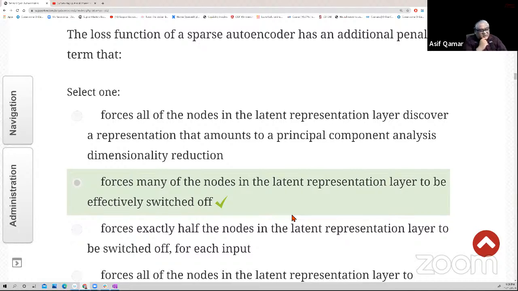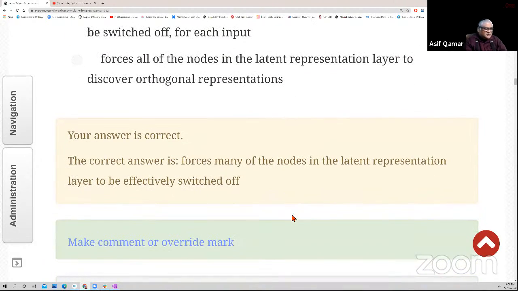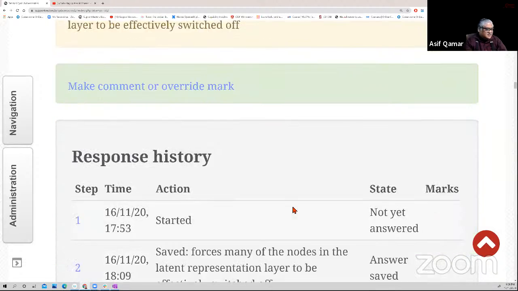Nice. So sparse autoencoders are overcomplete encoders. They don't have a bottleneck. They actually have more nodes in the latent layer than in the input layer or the output layer. But you would say, then what's the whole point? It will just copy the input to the output. You prevent that from happening by forcing many of the nodes in the latent layer to be effectively switched off. That's the point. And so it's a form of regularization in some sense.